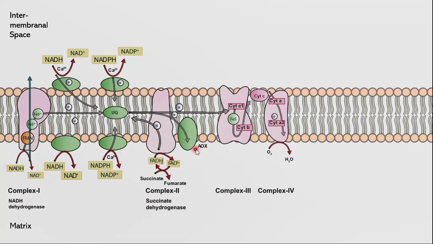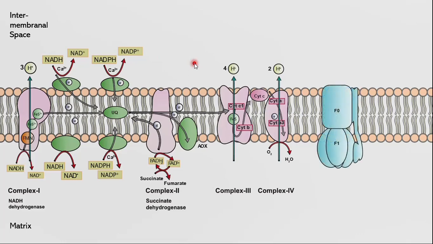Complexes 1, 3 and 4 have the ability to pump protons from the matrix to the intermembrane space. Complex 1 transfers 3 protons while complex 3 transfers 4 protons and complex 4 transfers 2 protons from the matrix to the intermembrane space while transferring the electron to the next electron carrier. The transfer of protons from the matrix to the intermembrane space creates a proton gradient. These protons move from high concentration to low concentration through the ATPase enzyme or ATPase complex.